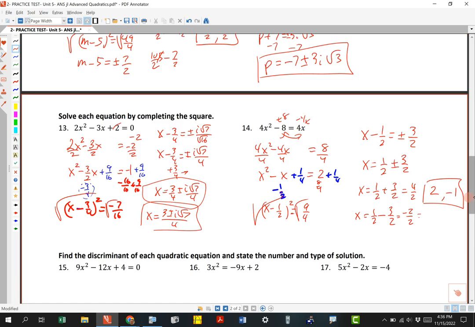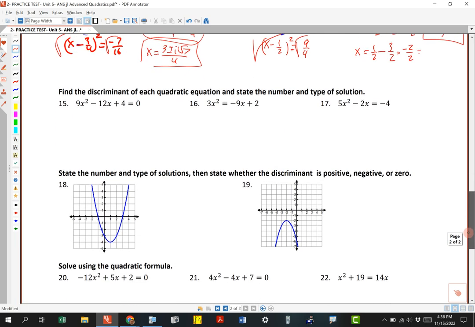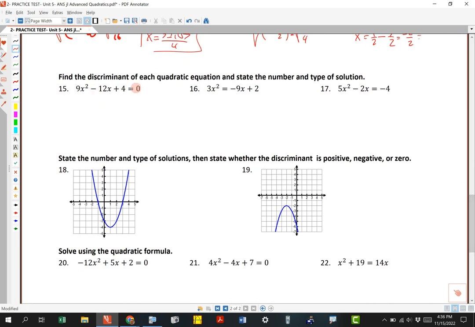Okay. All right, now we get to the problems where it's asking about the discriminant and stuff like that. So it says find the discriminant of each quadratic equation and state the number and the type of solution. So we're not solving anything here. We're just using the discriminant to describe the type of answers we get.